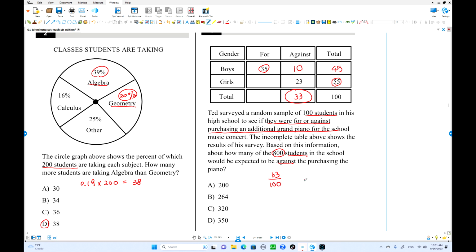But if the population is 800, we can apply these sample results to the population. So times 8, 33 times 8 is going to be around 264. They said expected, not exactly 264 usually. That's statistics. 264 is the answer.